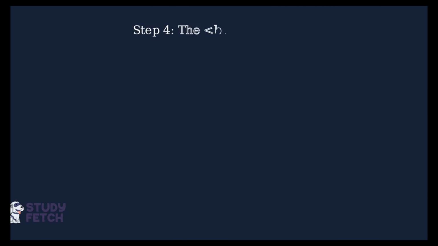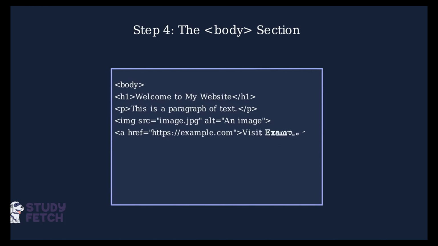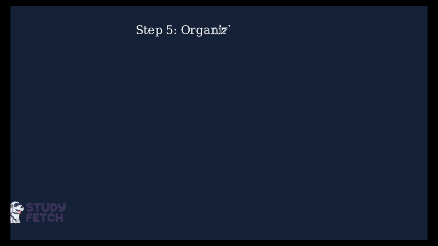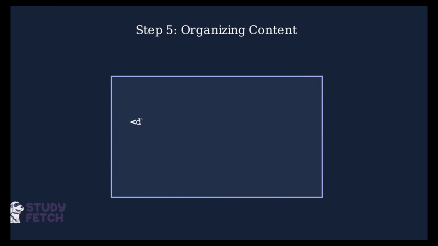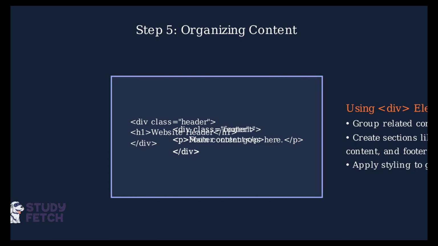The body section contains all the visible content of your web page. This includes headings, paragraphs, images, links, and lists. You can organize your content using div elements. Divs act as containers to group related content and create sections like header, content, and footer.